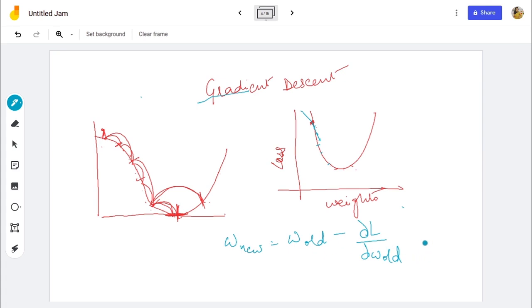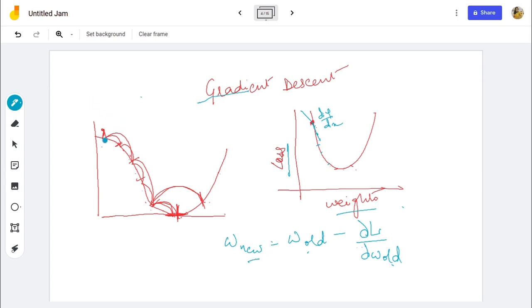So you come across this equation. That means the new weights is equal to the old weights minus differentiation of y with respect to x. It always happens like this. So we have y loss here and x as weights. So differentiation of loss with respect to old weights. So that is how you are updating the new weights.